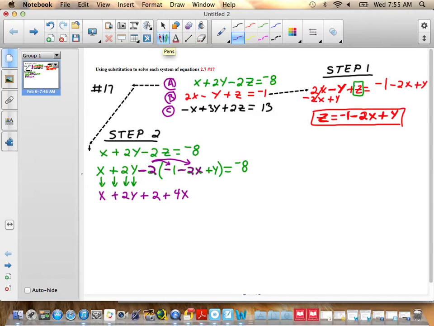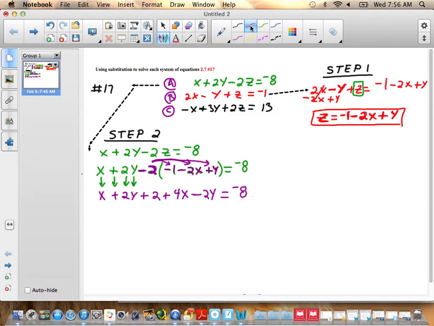Now I'm going to take it a third time. I'm going to take my negative 2 times positive y. Well, the negative times the positive makes this a negative, and then the 2 times the y makes this a 2y, equals negative 8. All right, so now I have plugged z in, and then I factored it out. So I'm left with this longer equation that I wrote in purple, that is x plus 2y plus 2 plus 4x minus 2y equals negative 8.